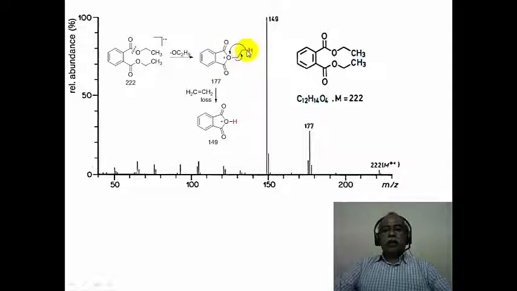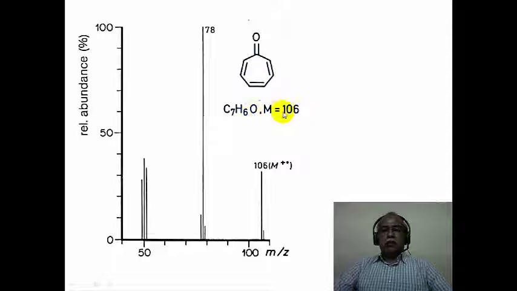Further loss of ethylene, because this is an oxonium ion kind of rearrangement. A beta hydrogen is transferred onto the oxygen and a molecule of ethylene is lost. So 177 minus 28 essentially corresponds to 149, and that is registered as the base peak. This is very characteristic of, again, the ortho isomer of the phthalic acid kind of system, which responds to this kind of rearrangement process.